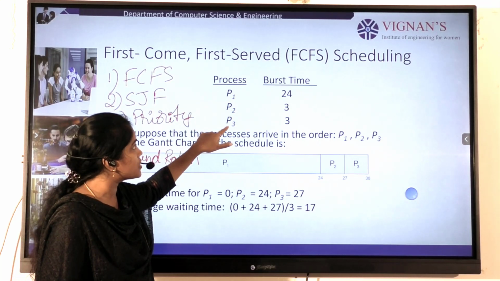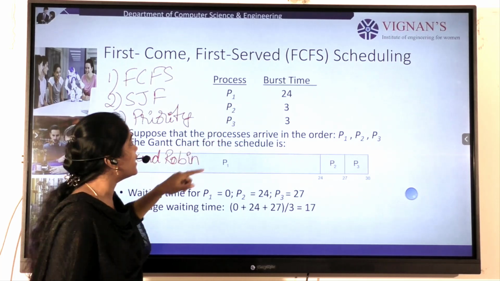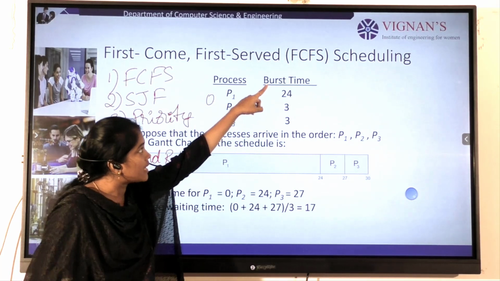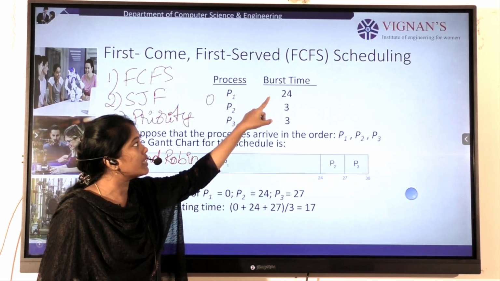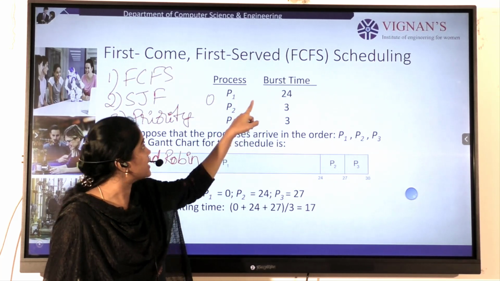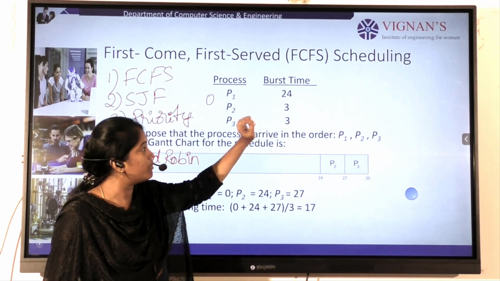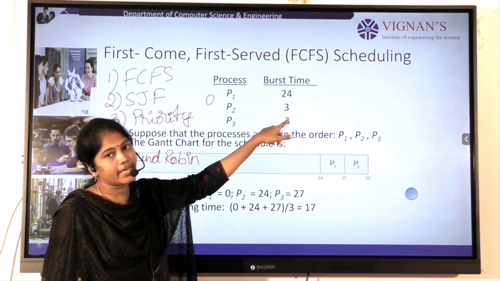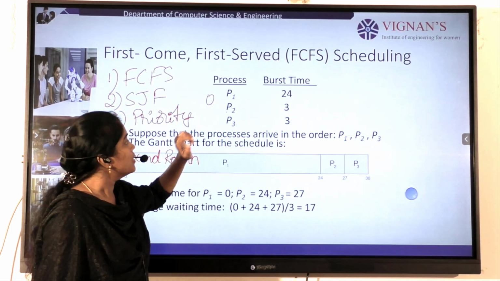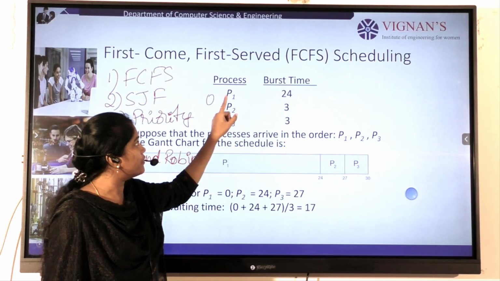There are three processes in ready state, all arrived at time 0, and these are the burst times. Process P1 can execute in 24 milliseconds, process P2 can execute in 3 milliseconds, and process P3 can execute in 3 milliseconds. So these are the execution times for individual processes.